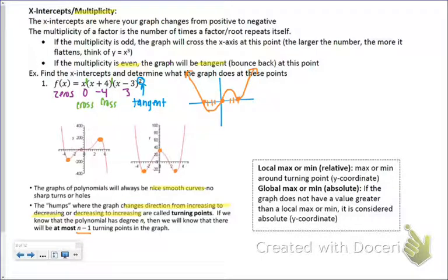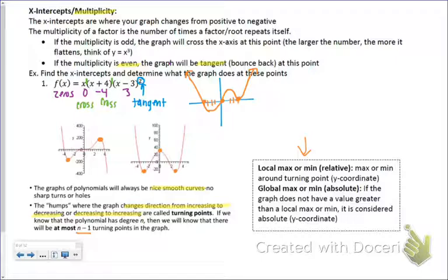Now specifically, we can classify those turning points as either a local max or min or a global max or min. The word in parentheses is interchangeable, so you may see local or you may see relative. They mean the same thing. Global and absolute, those mean the same thing.